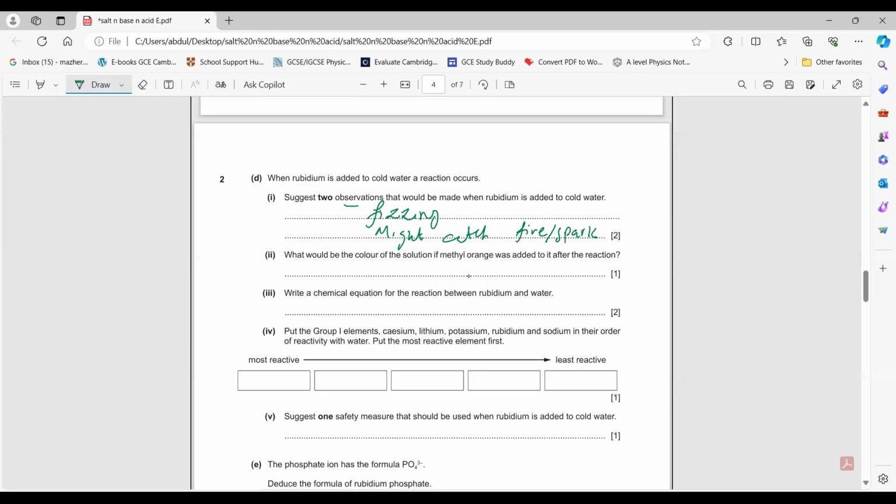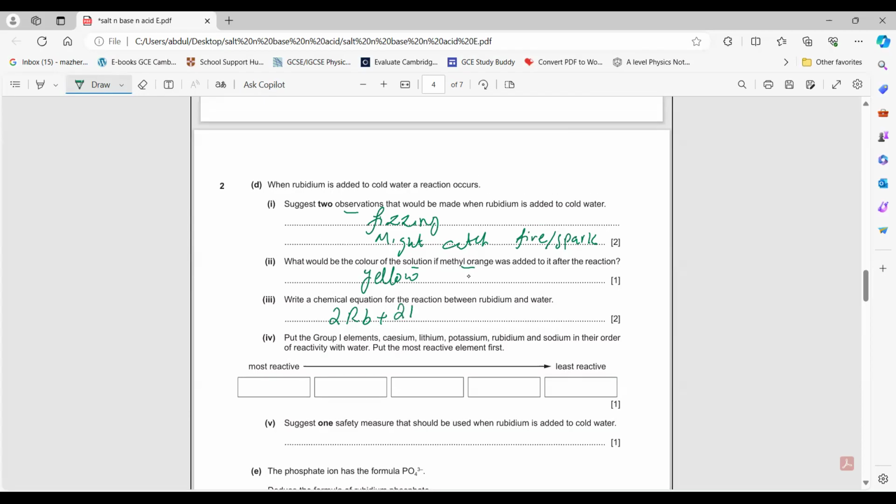What would be the color of the solution if methyl orange is added to it after the reaction? Rubidium hydroxide, right? So it's alkali. So it will be yellow. Write a chemical reaction for this. 2Rb plus 2H2O gives 2RbOH plus H2.